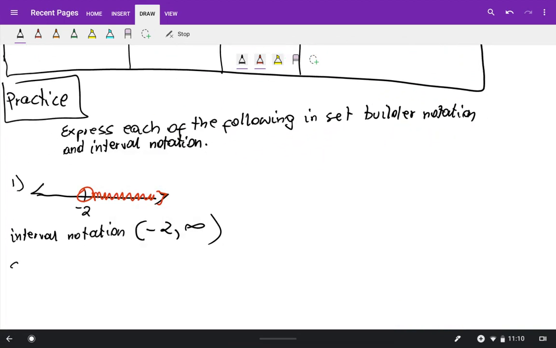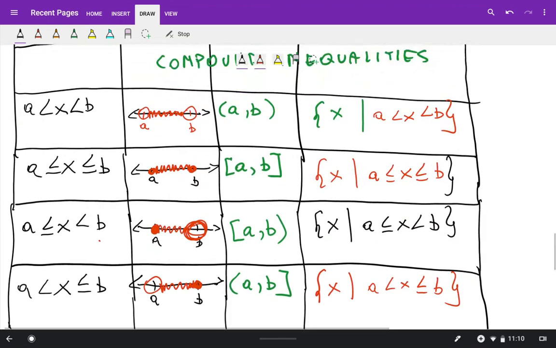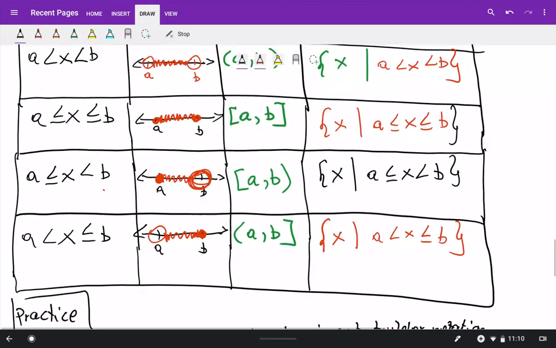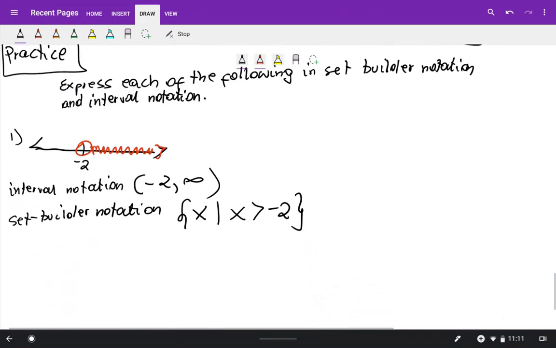Set builder notation is the solution set are all the x's such that x is greater than -2. So again, I'm going back to the table. We have this case. Okay, so your a is equal to -2. Okay, next one.